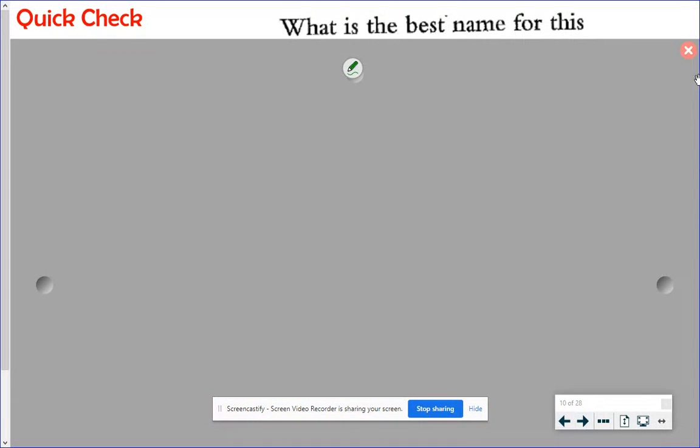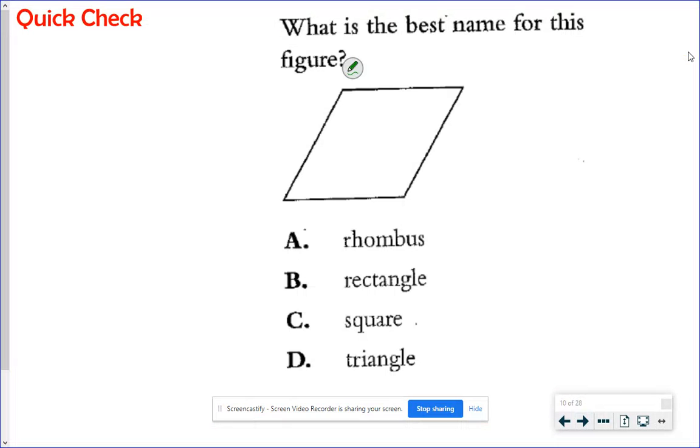And then our quick check for today. See if you can come up with the answer. Pause the video and then check with me to see that you got it right. The best name for this figure, based on all the attributes we've been talking about for quadrilaterals, certainly it would not be a triangle. We know that.